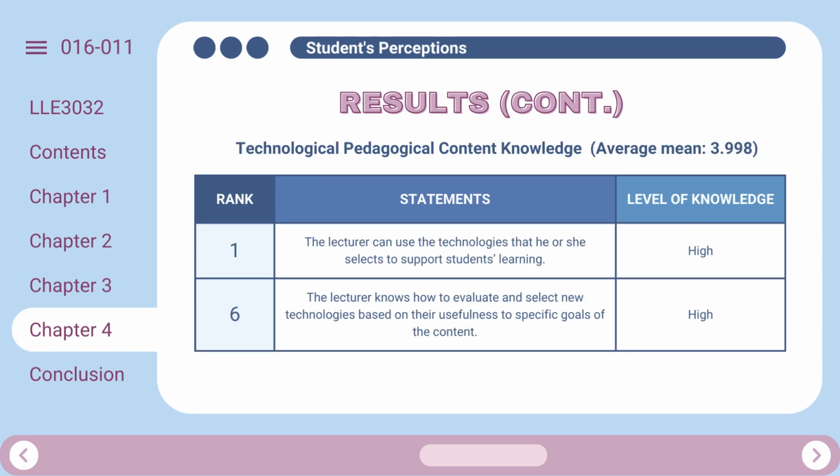Students' perception of lecturers' technological pedagogical content knowledge (TPACK). The average mean is 3.998, which means all respondents perceive that the lecturers have a high level of TPACK to teach the course online. The statement with the highest mean score is statement 3, where respondents considered that the lecturers are able to use the technologies that they have selected to support students' learning. However, the lowest mean score is for statement 5, which implies that the lecturers are less capable of evaluating and selecting new technologies based on their usefulness to specific content goals.